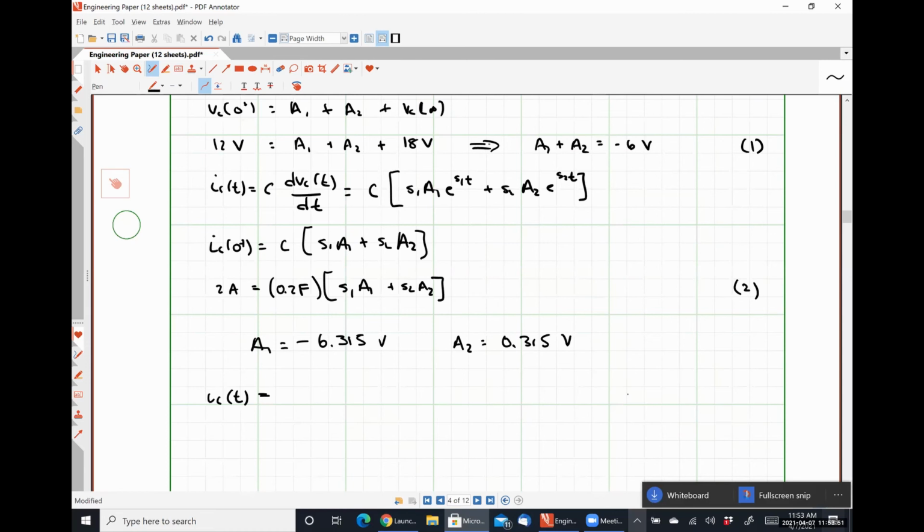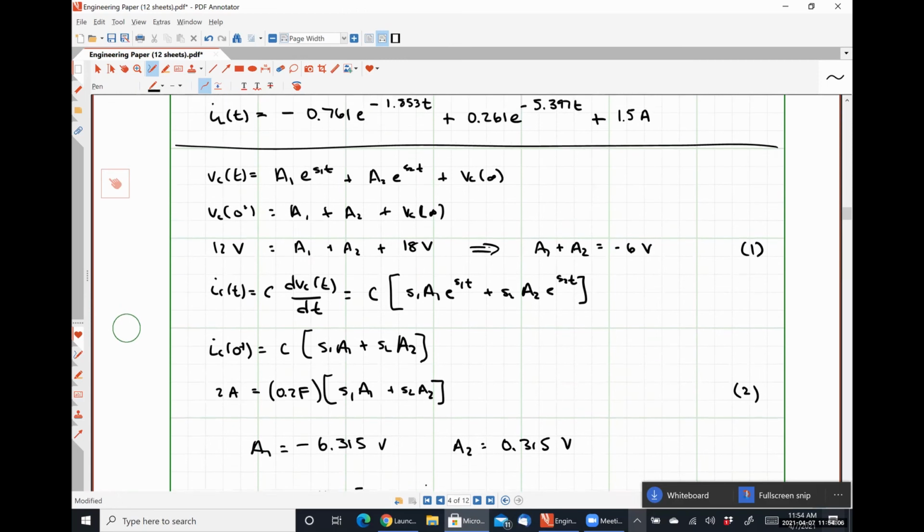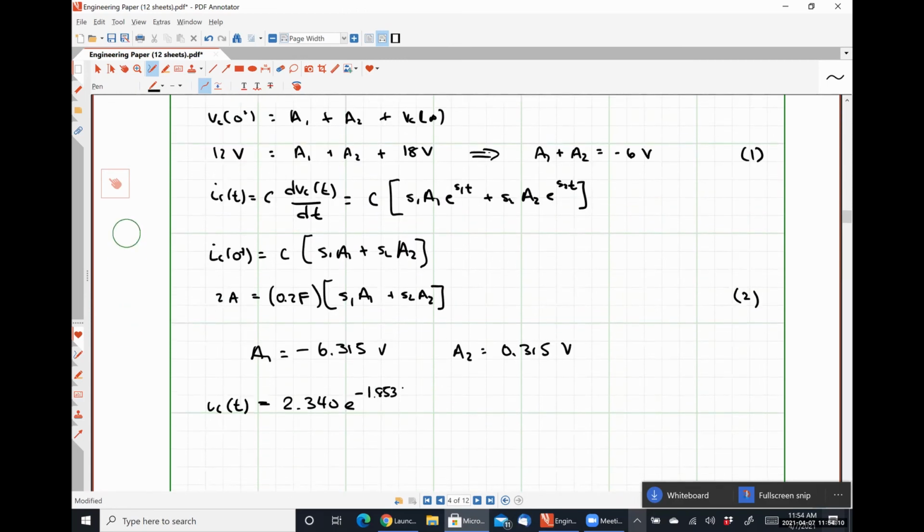Times S1, times A1. So I get 340 e to the minus 1.853. My coefficient for my second term on my current is going to be 0.2 times S2 times A2, which is negative 0.340 e to the minus 5.398 t amps.